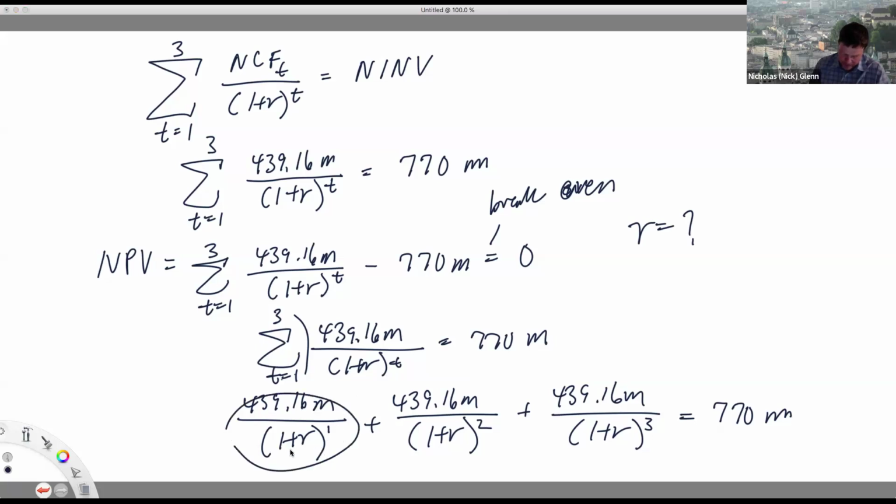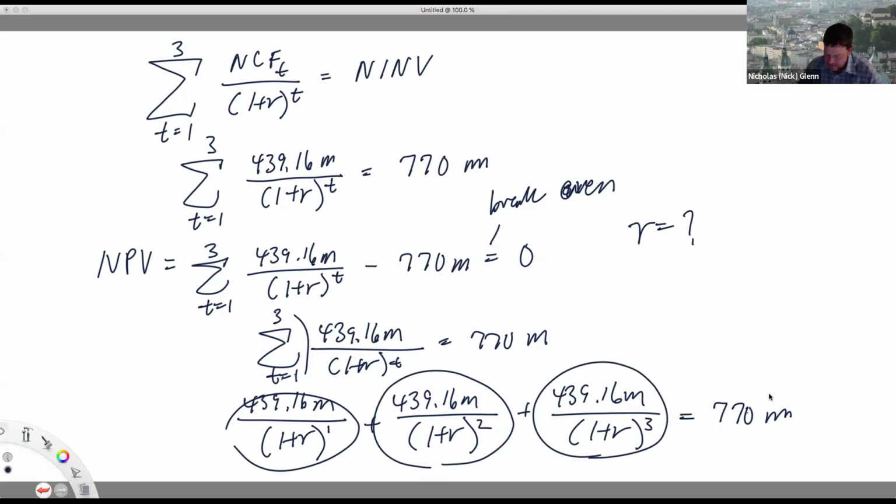We got to determine our present value of this cash flow 1 year from now, add it to the present value of this cash flow 2 years from now, and then add this last one here 3 years from now. Okay, and we want this to break even, to be equal to that, and that'll give us our internal rate of return. Okay.